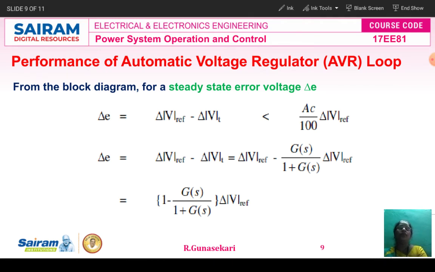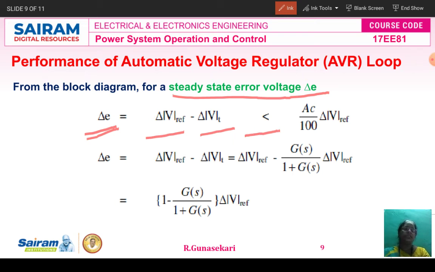Now see the formula, students, for the steady state error voltage. The steady state means it is an ordinary equation only. When we get the steady state error voltage from the diagram, del E is equal to del V reference minus del Vt. Del E is the error signal, del V reference is the reference voltage, and Vt is the actual terminal voltage of the generator, which is less than AC divided by 100 into del V reference.